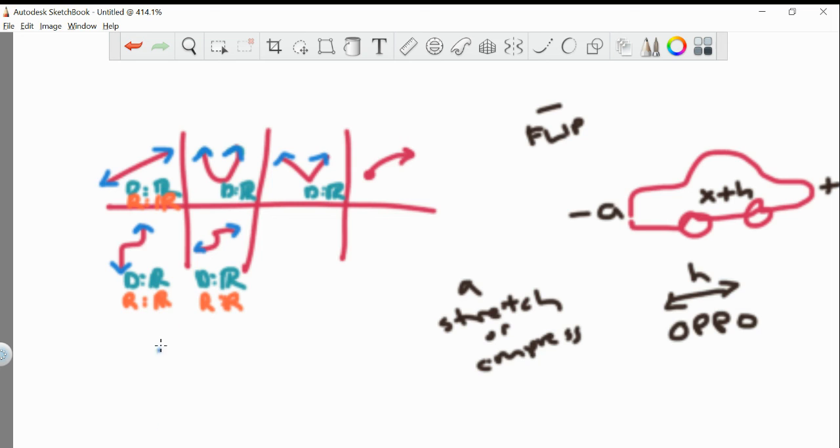All right, that is how you look at analyzing these graphs. That is it for notes today.